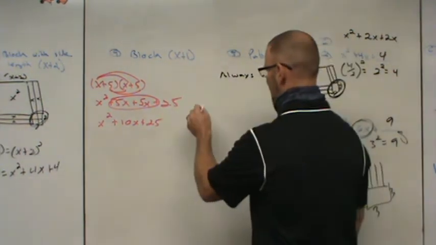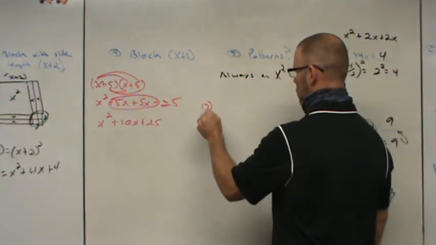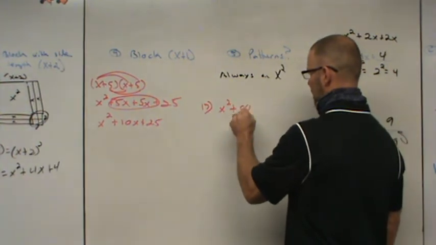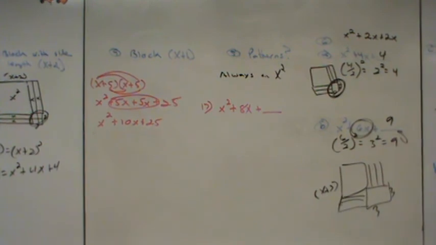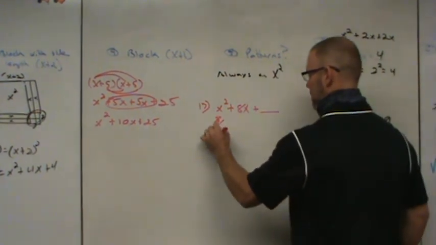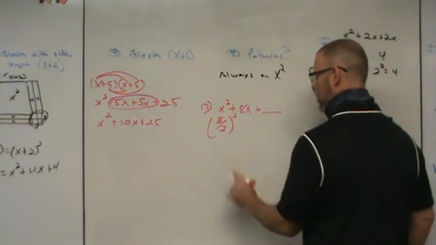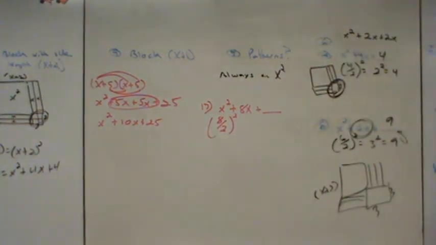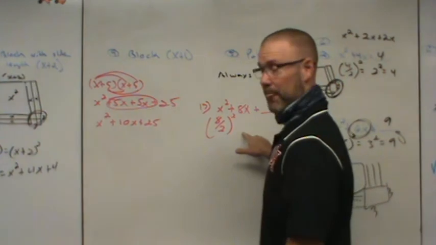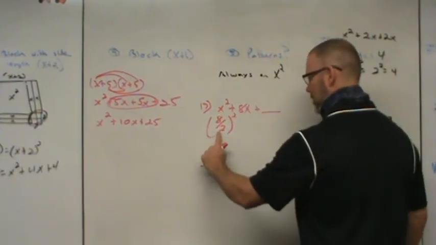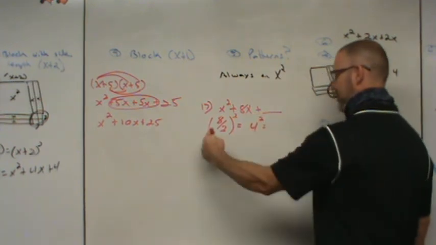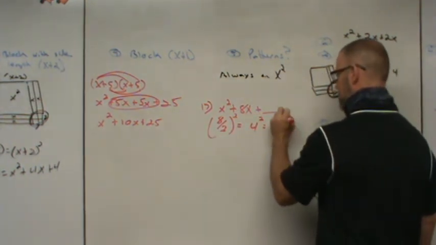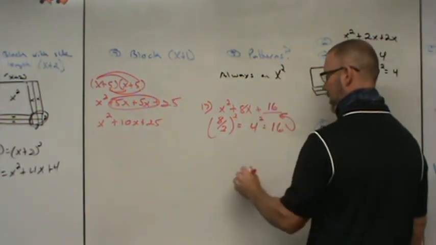And then the last one was 17, which is x squared plus 8x plus what? What goes in the blank? Again, show your work. Your work is very important. 8 divided by 2. And think about what you're doing. We stated we take half the middle term. Half the middle term is 4. We have to square it. So show your work. 16. 16 is what goes in the blank.